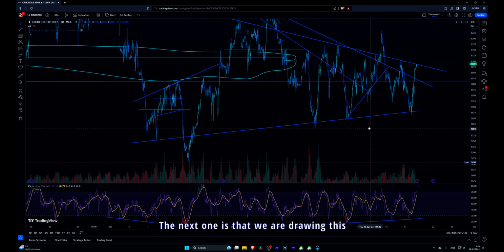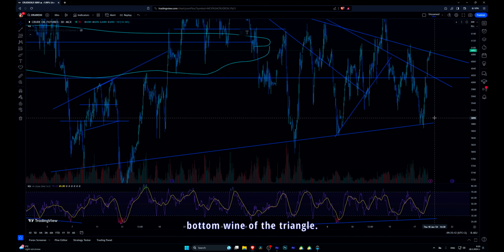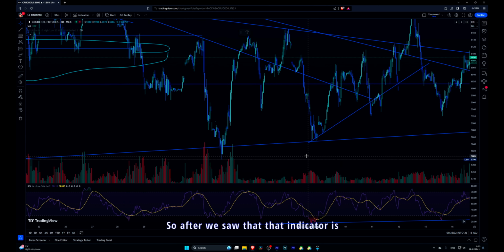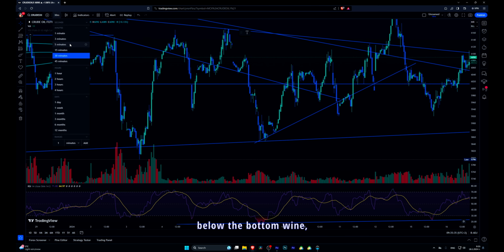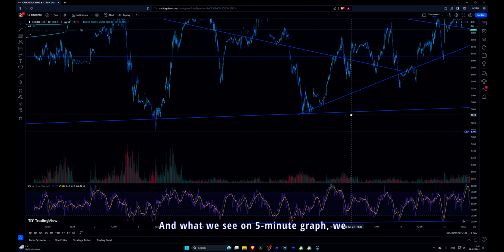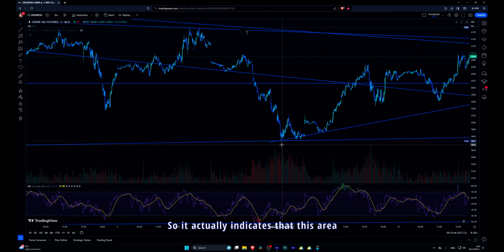The next one is that we are drawing this line, for example, the bottom line of the triangle. So after that, it just hit it. The RSI indicator was below the bottom line. So after we saw that the indicator is below the bottom line, let's zoom out on the 5-minute graph. And what we see on the 5-minute graph, we could be a little more precise. So it actually indicates that this area was below the bottom line, right?